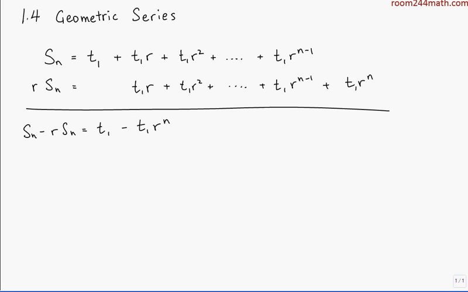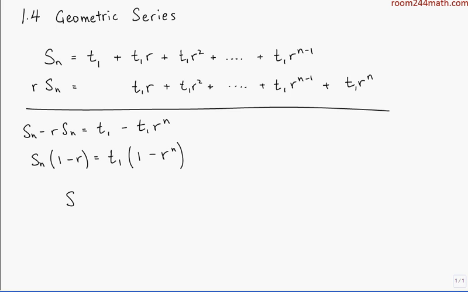The first step is to factor out the Sn on the left-hand side. When you factor out the Sn, you get 1 minus r. Right, you can verify that's correct just by expanding that. Sn times 1 is Sn. Sn times r is r times Sn. On the right-hand side, we can do a similar factoring. We can take out a common factor of t1, and that leaves us with 1 minus r to the n.